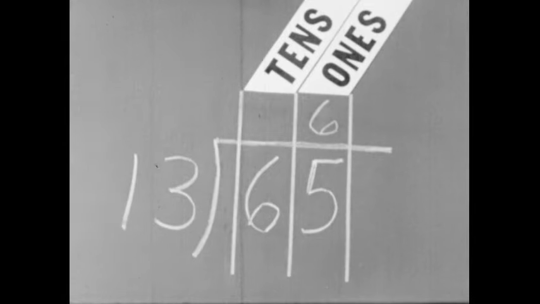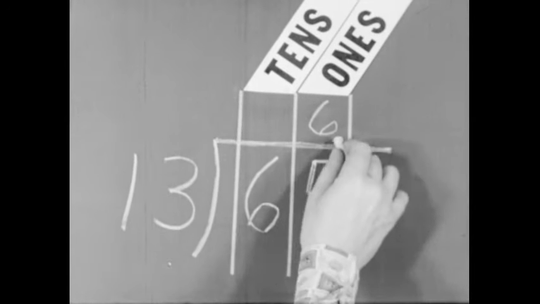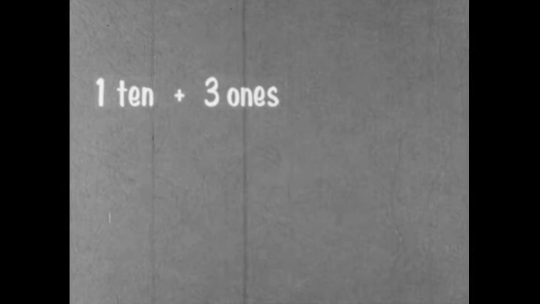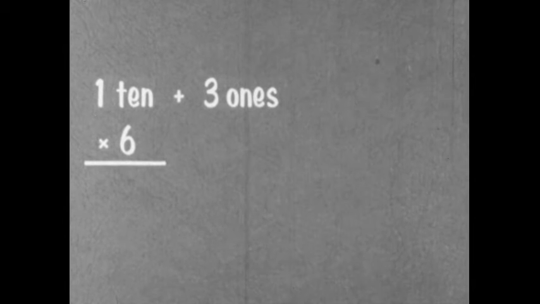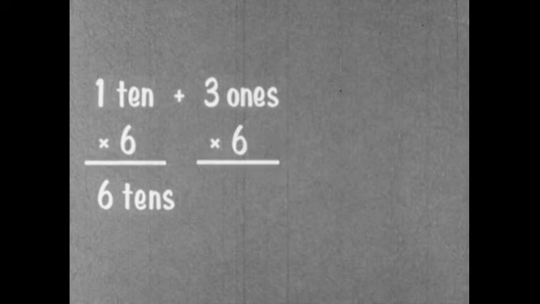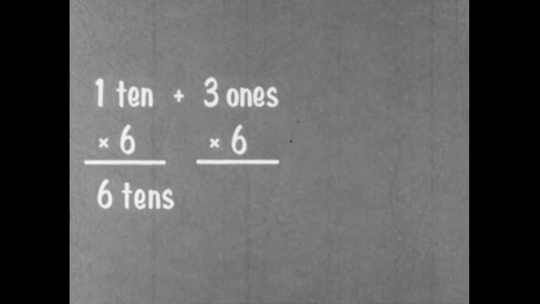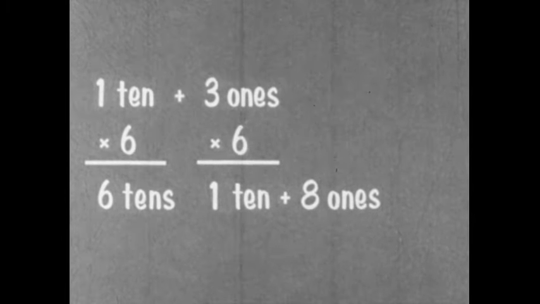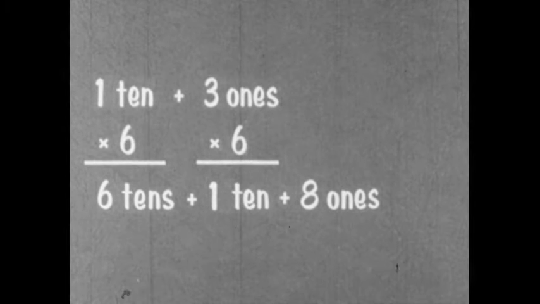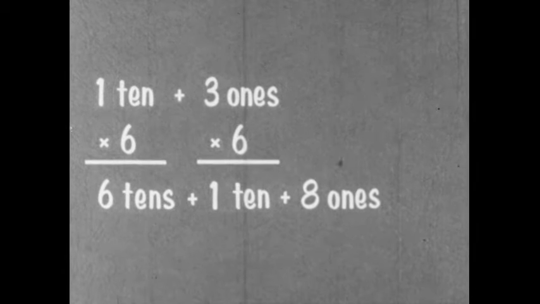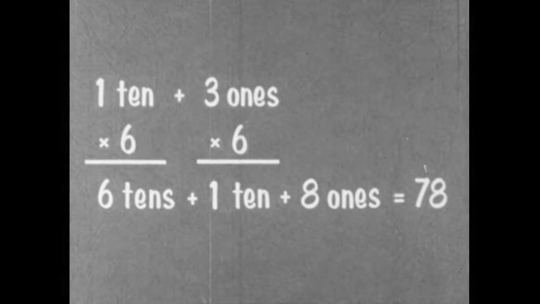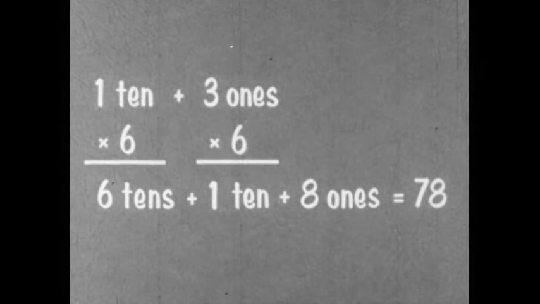To see if 6 is the true quotient, Bob multiplies 13 by 6 in his head. He knows a quick way of doing this. He thinks of 13 as 1 ten plus 3 ones. 6 times 1 ten equals 6 tens. 6 times 3 ones equals 18 ones, which equals 1 ten plus 8 ones. Now Bob adds both products. 6 tens plus 1 ten are 7 tens, plus 8 ones equals 78. 6 times 13 equals 78.